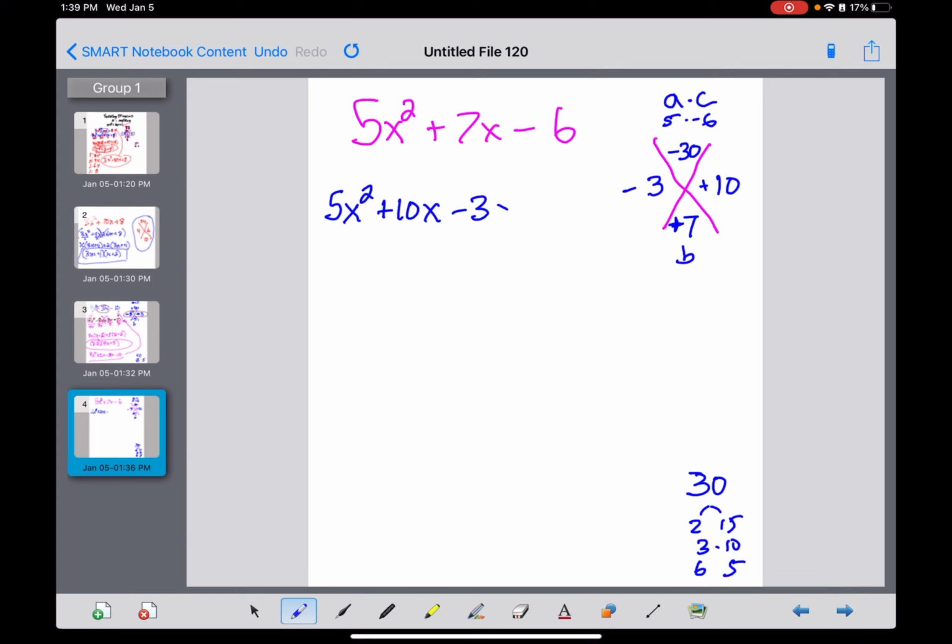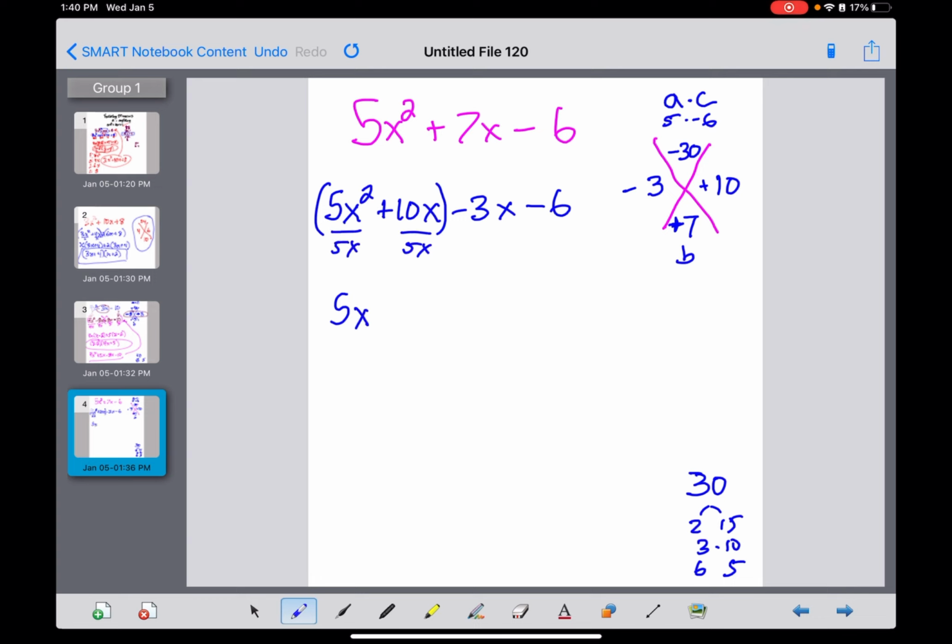And then if I put minus 3, the 3 and the 6 go together well. Does it matter that I do that? No, it doesn't. If you don't do that, it's okay. I'm just kind of looking ahead going, I like GCFs. So greatest common factor there is 5x.